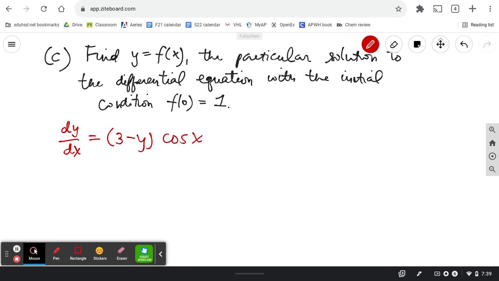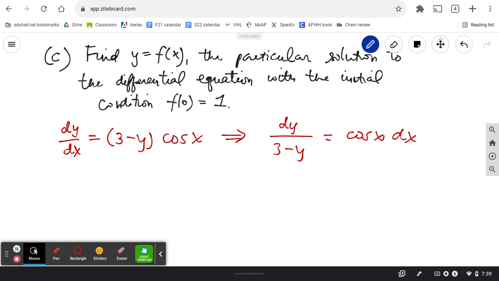Now we want each variable on their own side. So we want to separate x and y. So we can multiply dx over and divide by 3 minus y to get dy over 3 minus y equals cosine x dx, basically cross multiplying.